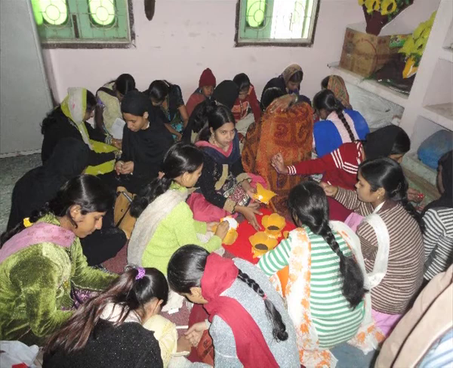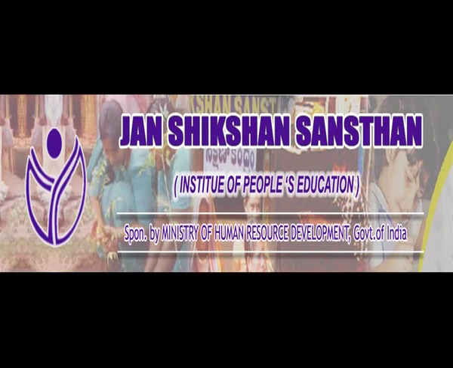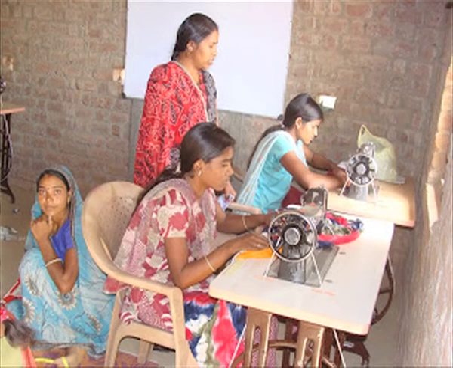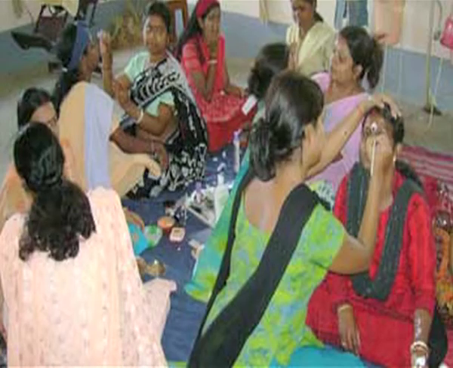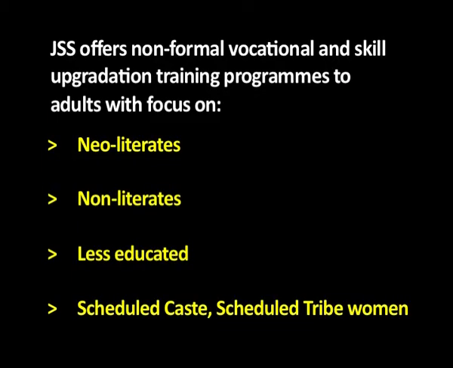In order to ensure sustenance and continuation of learning together with skill development, Shikshan Sansthans have been set up in most of the districts in the post-literacy phase. Now, let us see what Shikshan Sansthan is. Shikshan Sansthan is an institute of people's education, formerly known as Shramik Vidyapeeth. In fact, it is an institutional framework for offering non-formal, vocational and skill upgradation training programs to adults in the disadvantaged groups with the focus on neo-literates, non-literates, less educated, scheduled caste and scheduled tribe women, etc.